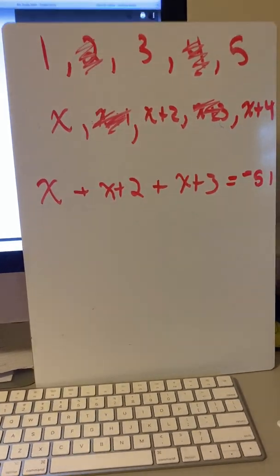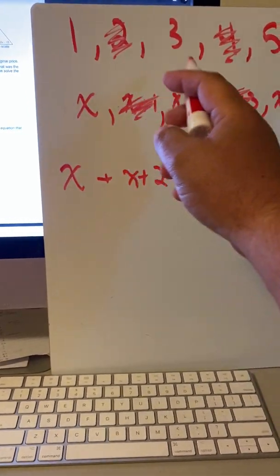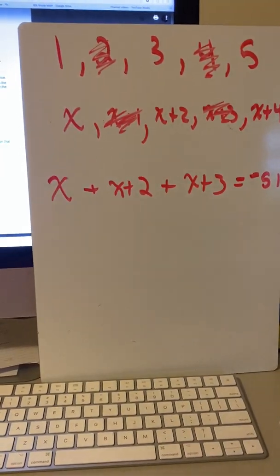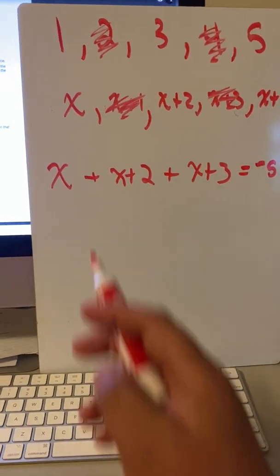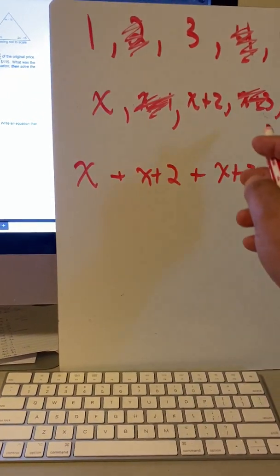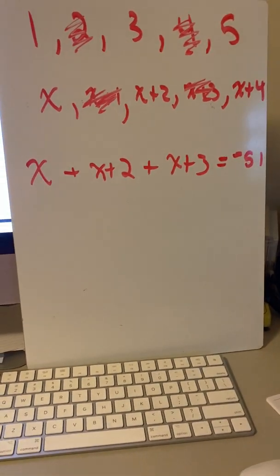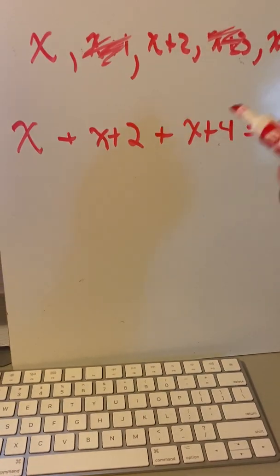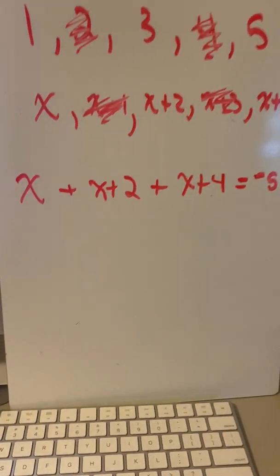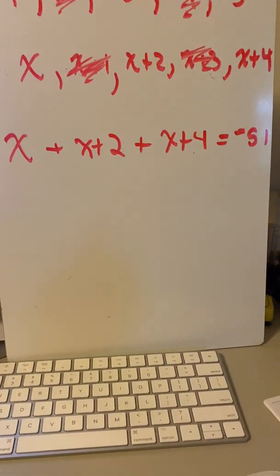Okay, the key to it is consecutive integers, you're just going x, x plus 1, x plus 2, x plus 3, x plus 4, that kind of a thing. Consecutive odd or consecutive even numbers, it's x plus 2, x plus, oh, do you catch my mistake? This should be x plus 4. Oof, caught my mistake there. Okay, x plus 2, x plus 4, because you're going up by 2 each number.